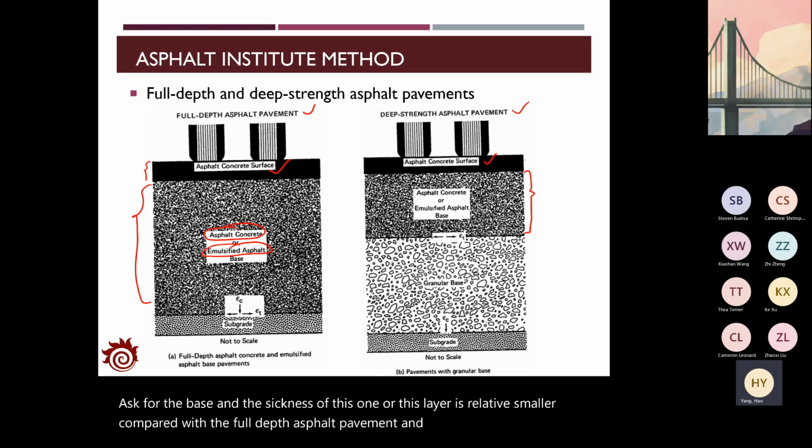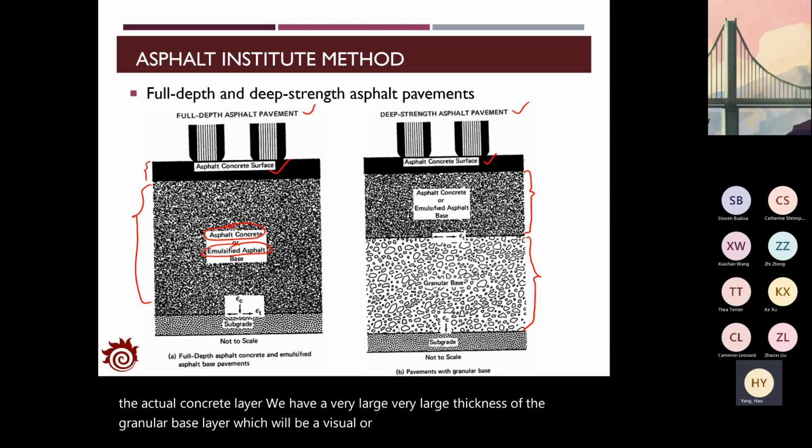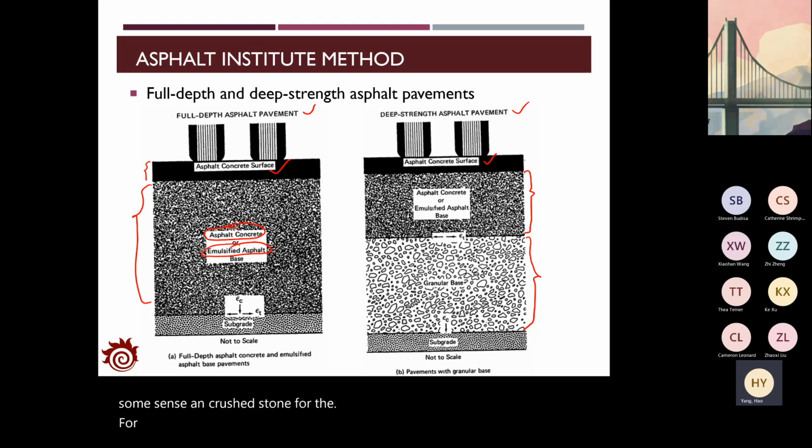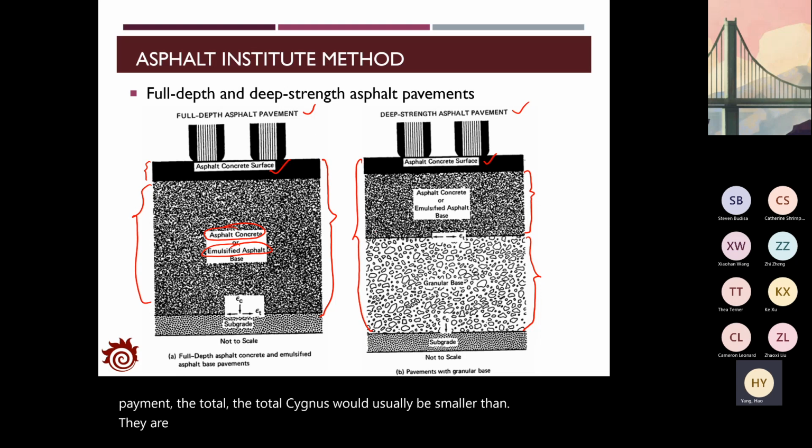And then behind the asphalt concrete layer, we have a very large thickness of the granular base layer, which will use some granular materials, some sand, some crushed stone, for the construction of the flexible pavement. And clearly, for the full depth asphalt pavement, the total thickness will usually be smaller than the deep strength. That's also the way for us to define their names. One is called deep strength, the other one is the full depth.